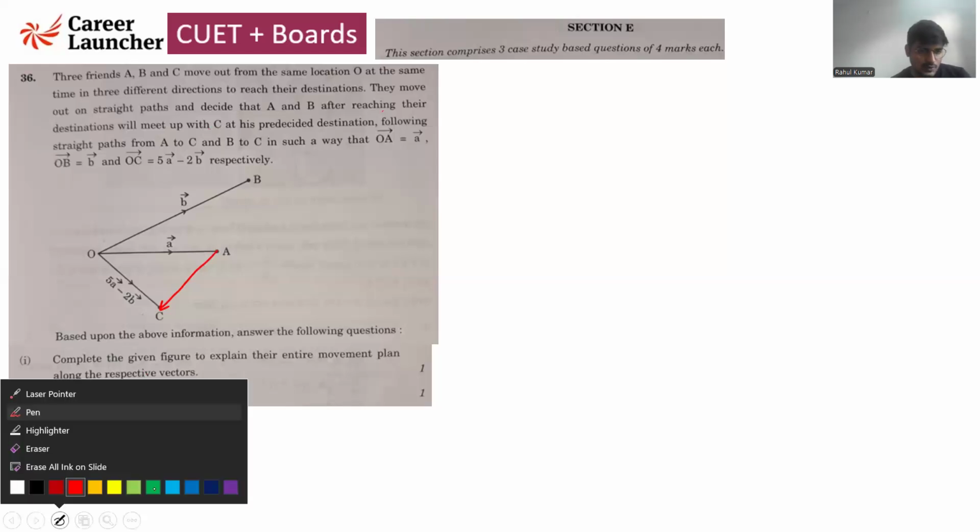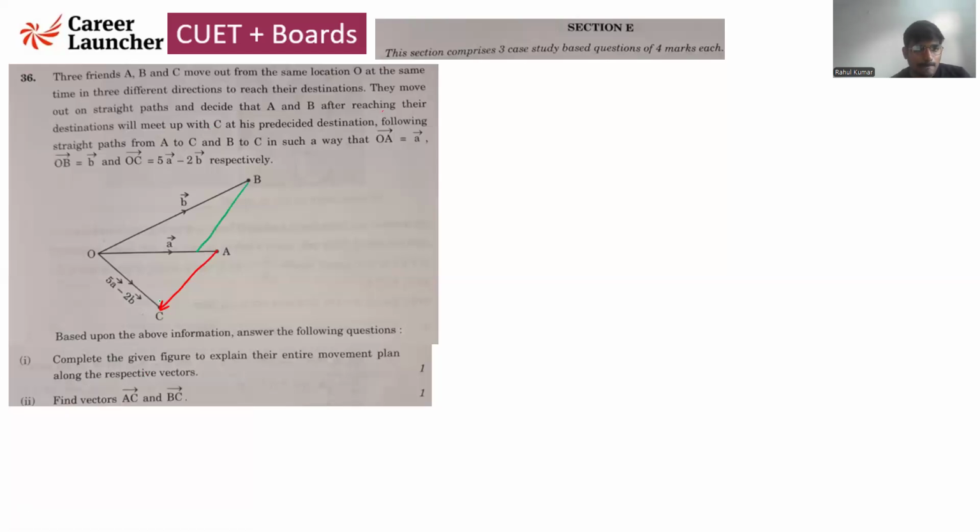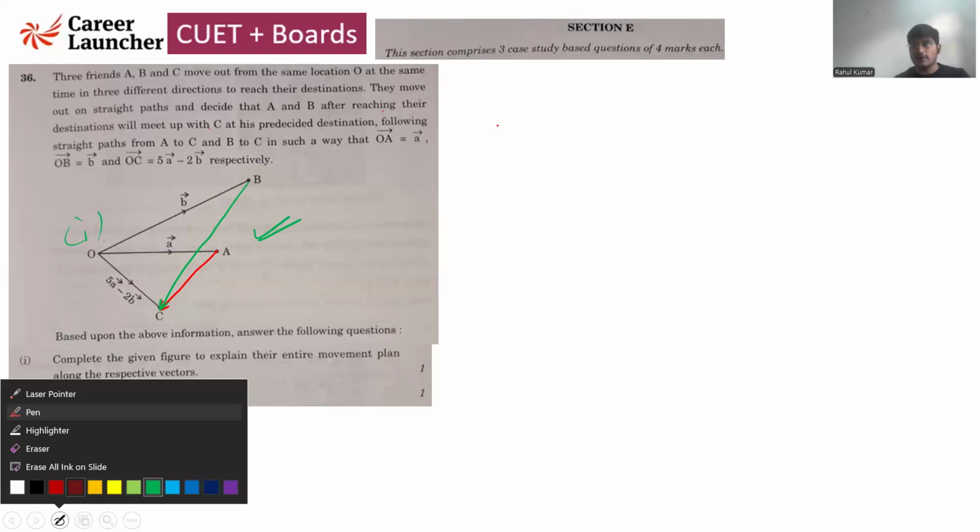So I'm just coloring them with different colors. Is green visible? Yeah. So green is from B to C, and the red part is A to C. This is the diagram you need to show for the first part. Now for the second part, you need to find AC vector and AB vector.